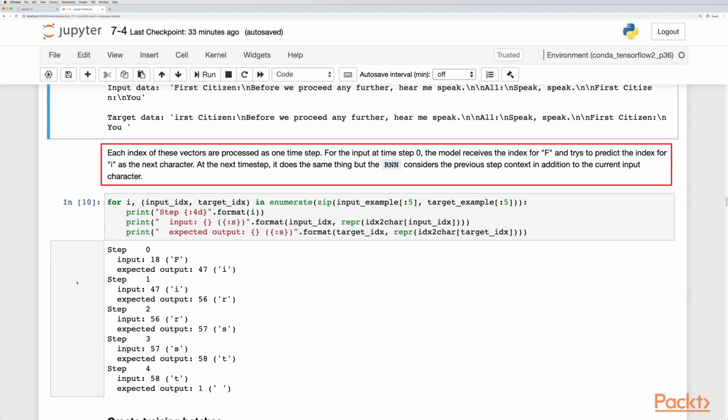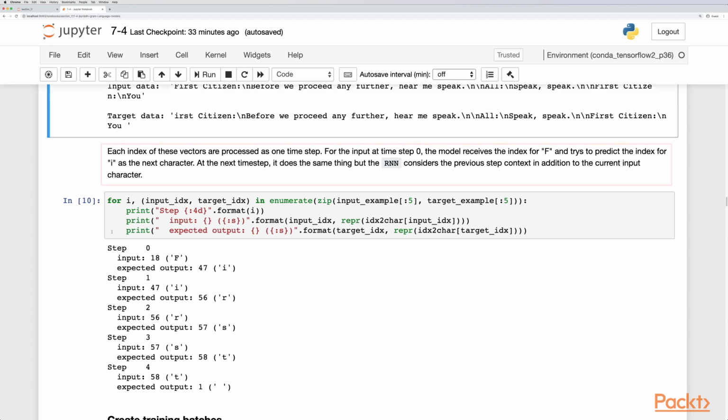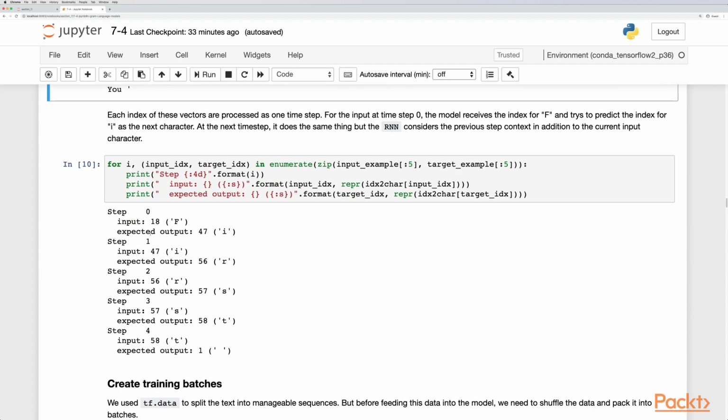Each index of these vectors is processed as one time step. For the input at timestep 0, the model receives the index for F and tries to predict the index for I as the next character at the next timestep. It does the same thing at each step, but the recurrent neural network considers the previous step context in addition to the current step input character. So we can have a look at that here as well. We have step 0, input of F, and then we expect the output to be I. In this case, this is the integer representation of 18 and 47. Similarly, as we go down, it would be similar here.